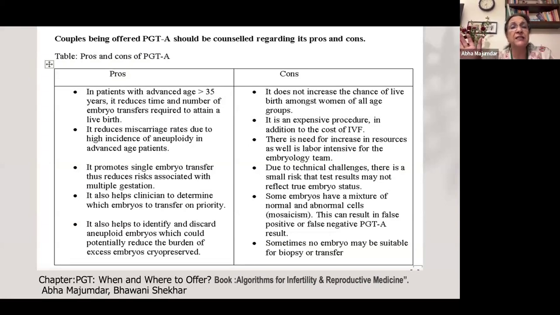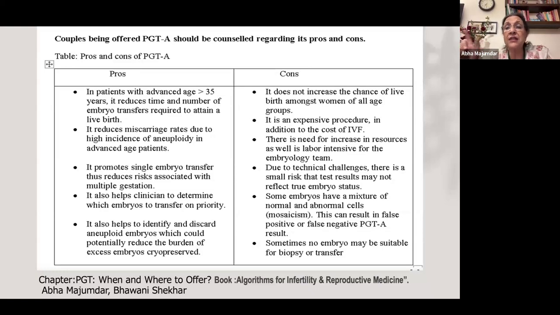The pros of PGTA, only in advanced age women, are that it reduces the time and number of embryo transfers required to attain a live birth. It reduces the miscarriage rate due to the high incidence of aneuploidy in advanced age patients. It promotes single embryo transfer, thus reducing the risk associated with multiple gestation. It also helps us clinicians determine which embryo to transfer on priority. And it helps to identify and discard aneuploid embryos, which could potentially reduce the burden of excess cryopreserved embryos. So we just throw them.